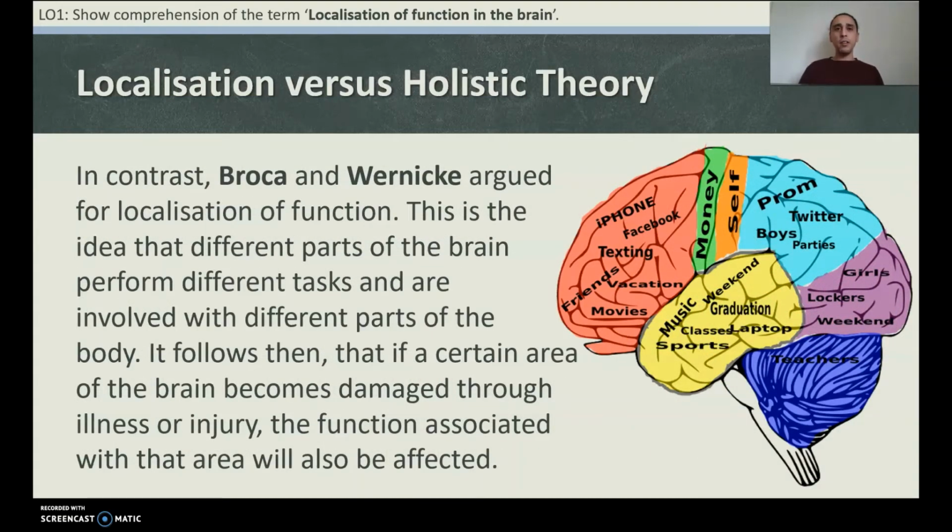In contrast, Broca and Wernicke argued for localization of function. This is the idea that different parts of the brain perform different tasks and are involved with different parts of the body. It follows then that if a certain area of the brain becomes damaged through illness or injury, such as a stroke, the function associated with that area will also be affected, and that's how they came to their conclusion. They would find that this person damaged this specific part of his brain and now he's lost the function of this. However, when the person damaged a brain on the opposite side, they haven't lost the function, so therefore that part of the brain must be really specific to this function. And that's how they came to this conclusion of localization of function.